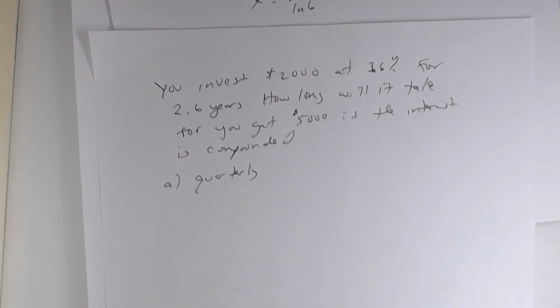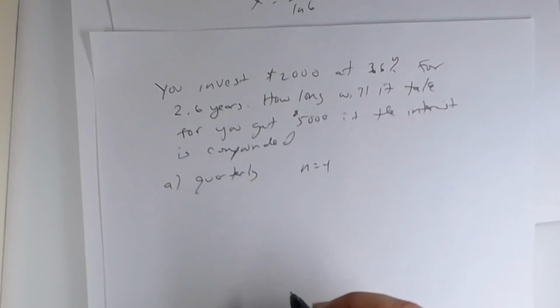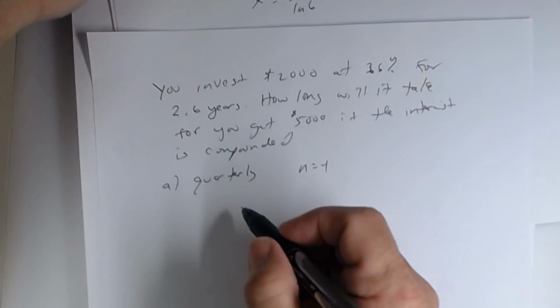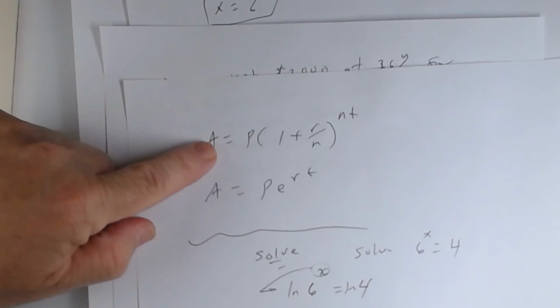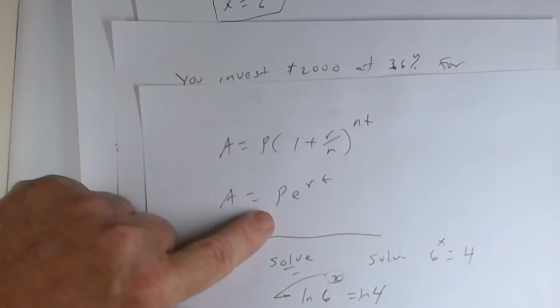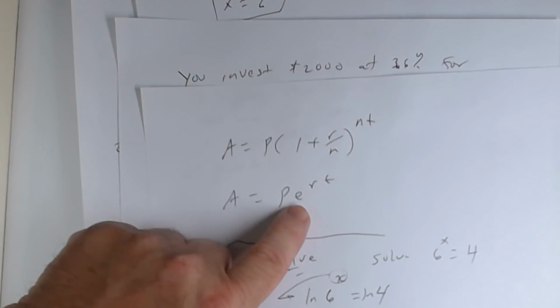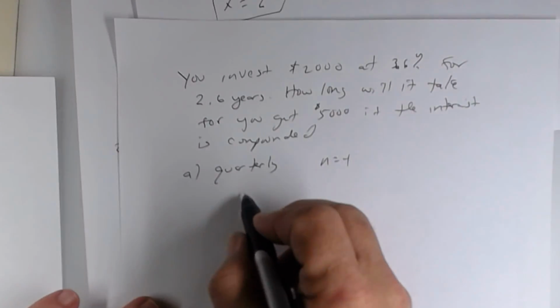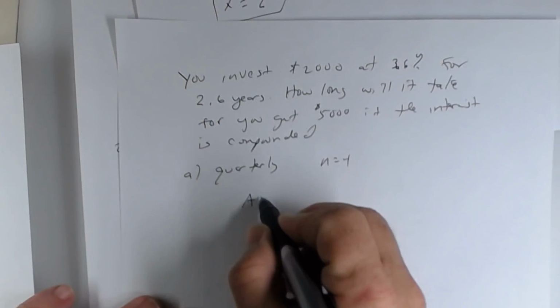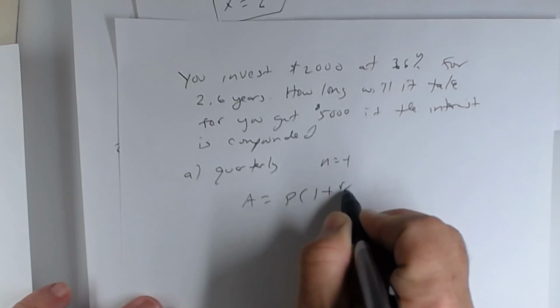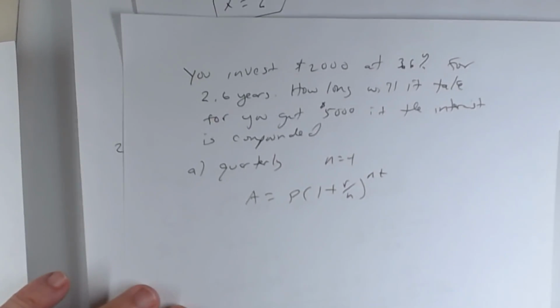Quarterly means how many times a year? So that's finite. That means n is what? 4. So what form am I going to use? Which one of these am I going to use? This one here, right? You use the other one when you use what word? Continuous. So watch how simple this is. A equals P times (1 plus r over n) raised to the nt.